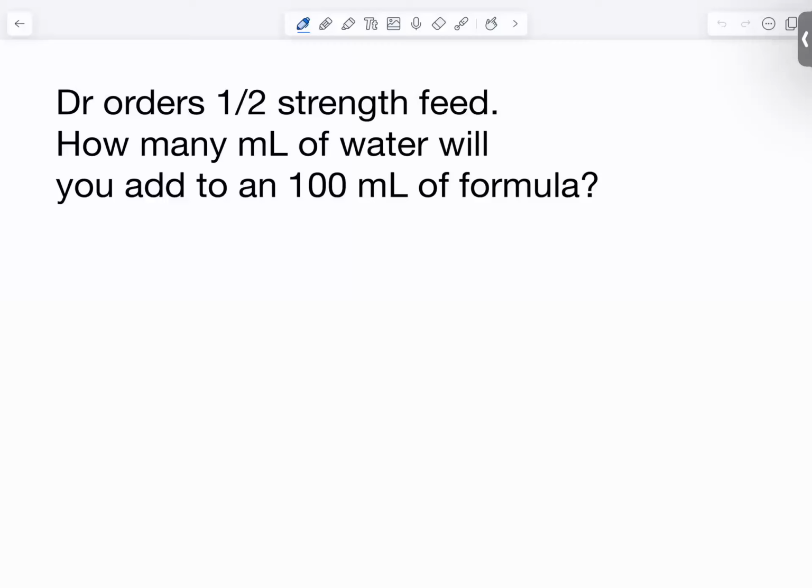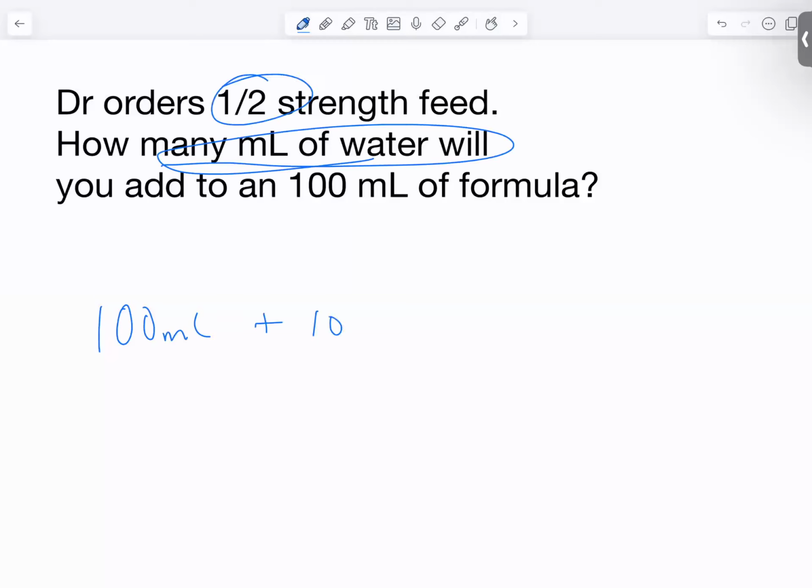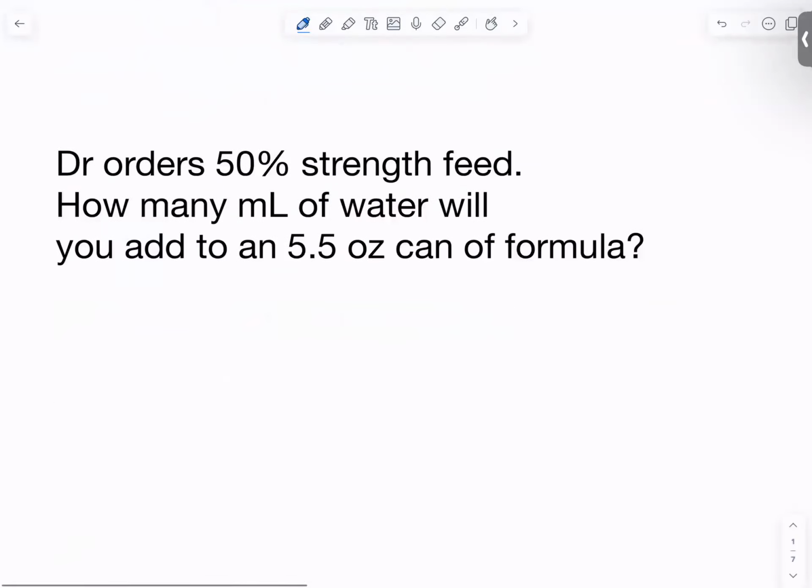Yes, it's not a trick. It comes in 100 milliliters. How many milliliters of water will you add to make it half strength? I'm going to add the same amount, but it only wants to know how much water. So my answer is 100 milliliters of water. Beautiful. What about this one?